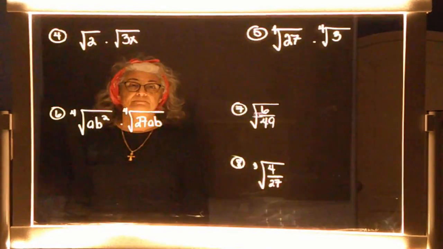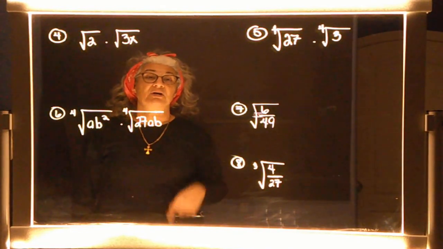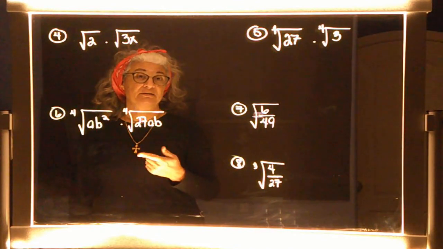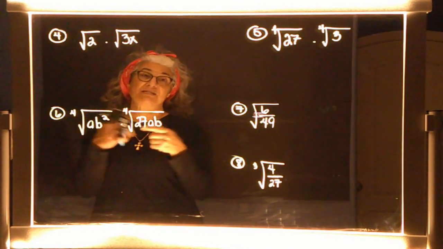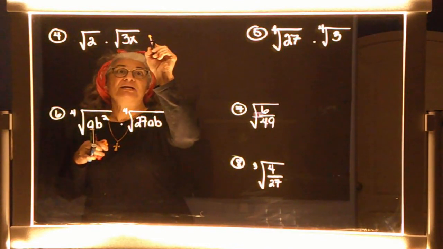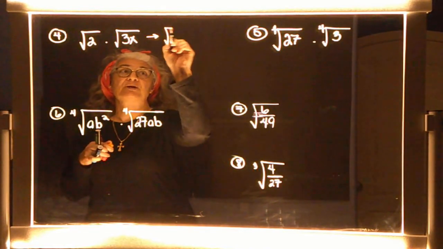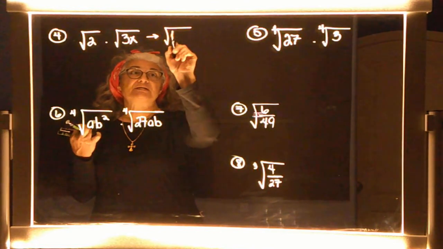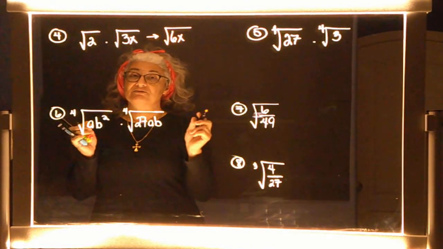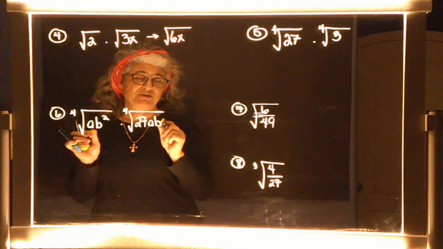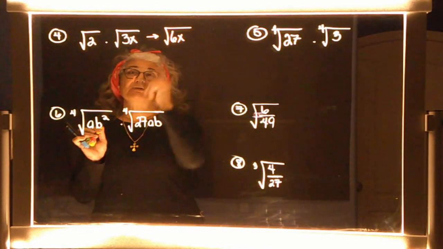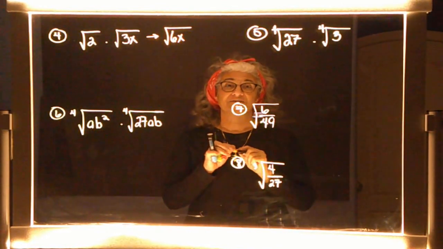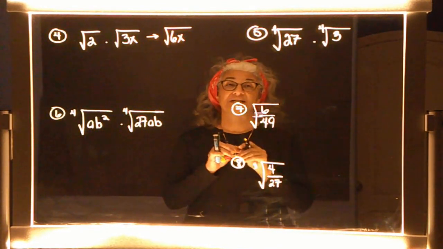Got some more problems for us. Okay, let's look at number 4. We're multiplying. Can I multiply these two? Yes, I can. Why? Because they're both square roots. So since they're both square roots, we end up with a square root. And what do you get when you multiply what's underneath? Good, 6x. Now, if you break the 6 down, is there a perfect square that comes out? Nope. So is that the final answer for 4? Yep.